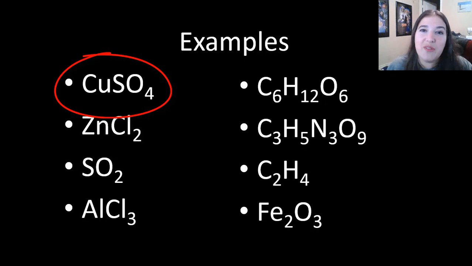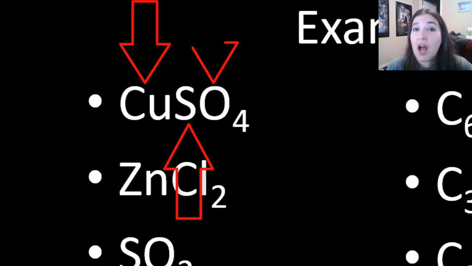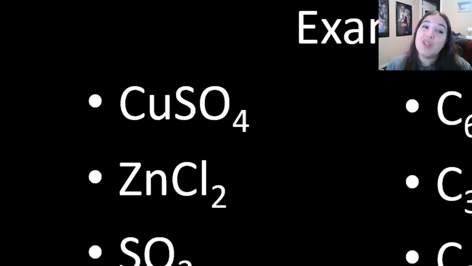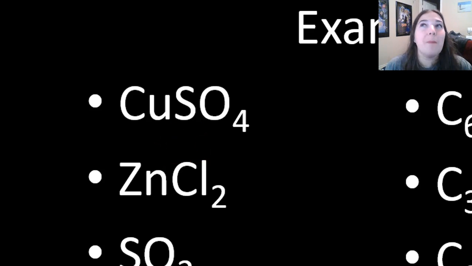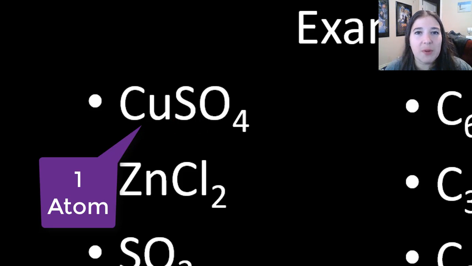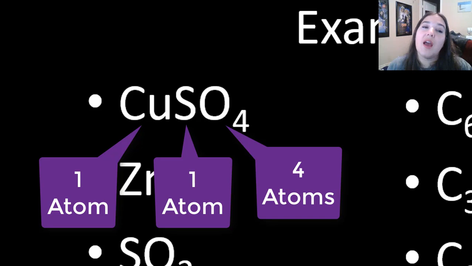First one's copper sulfate. I have copper, sulfur, and oxygen. Notice behind copper and sulfur, there's no little numbers. There's an imaginary 1 if there's no number there. So copper, 1 atom of copper, sulfur, 1 atom of sulfur, and 4 atoms of oxygen.